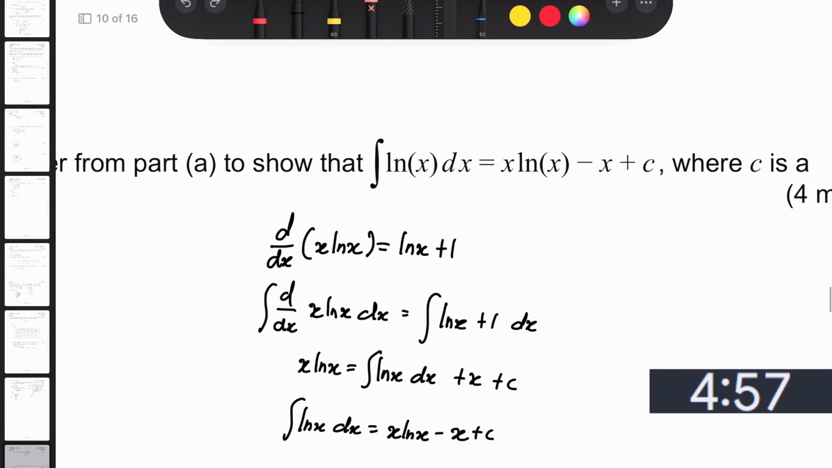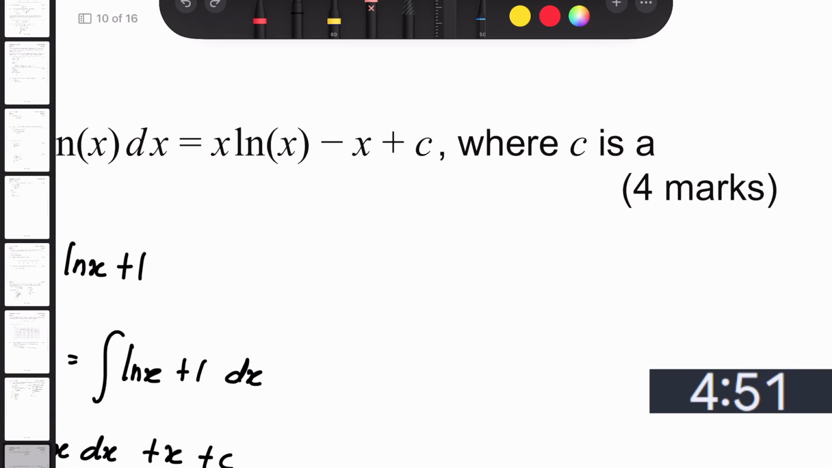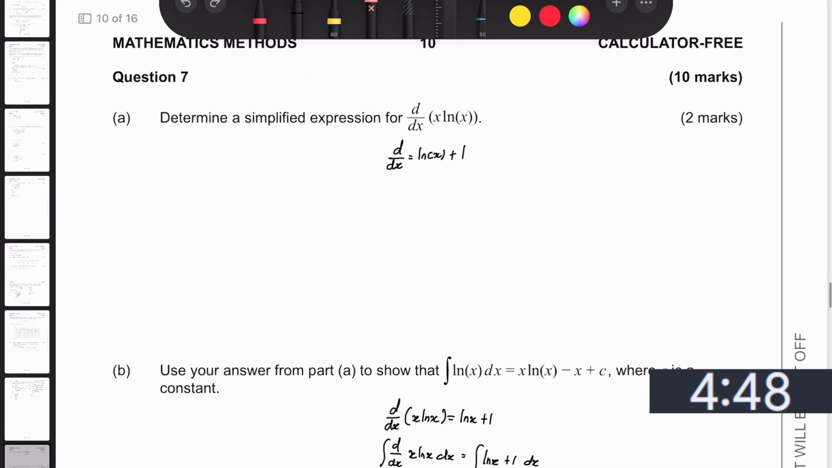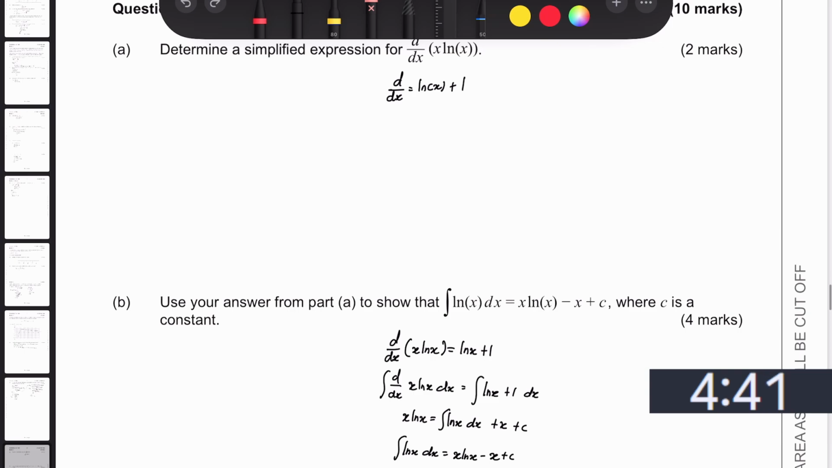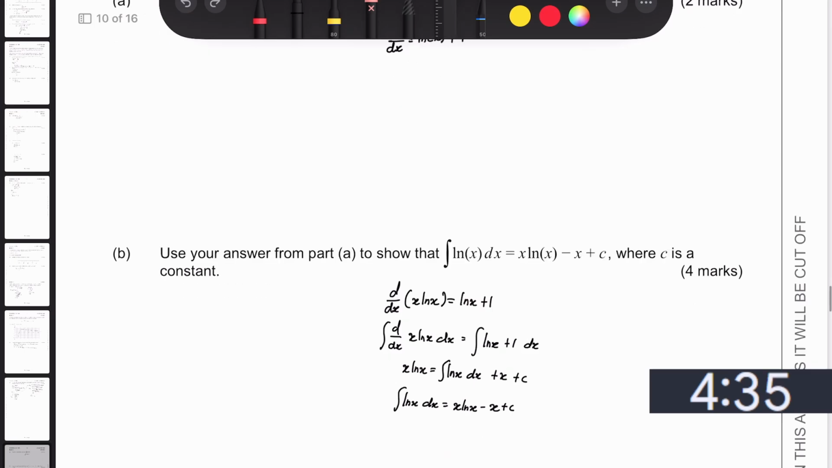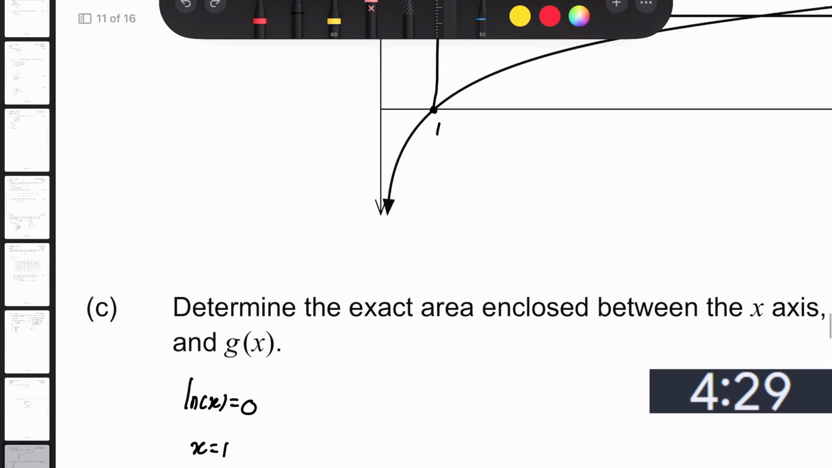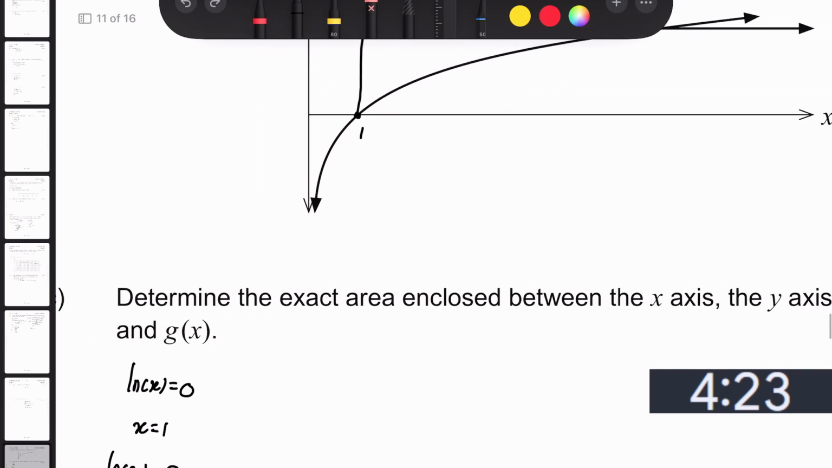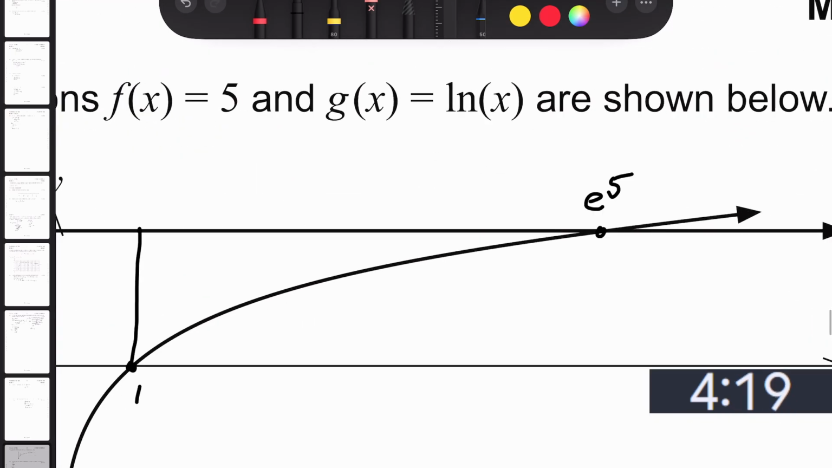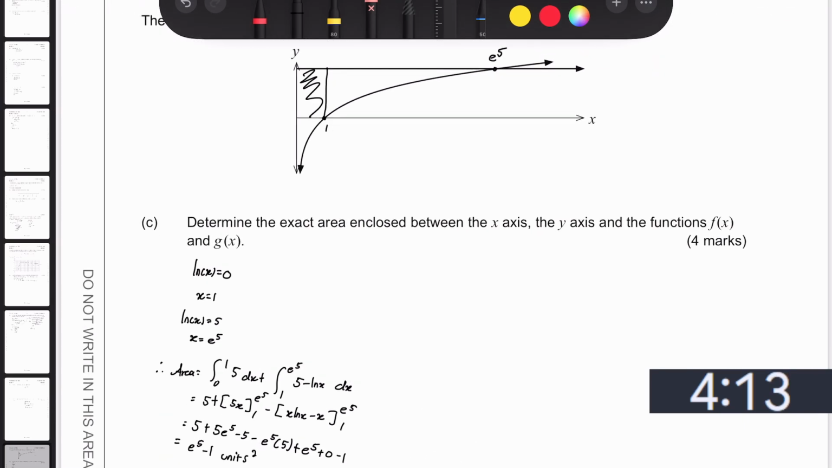Why is x plus c? ln of x dx. Usually there's two ways you can go about it, but it doesn't look like it this way. This one, ln of x is equal to 0 when x is equal to 1, and then ln of x is equal to 5 when this is e to the power of 5. So the area is 0 to 1 of 5, and then this is 5 minus ln of x.